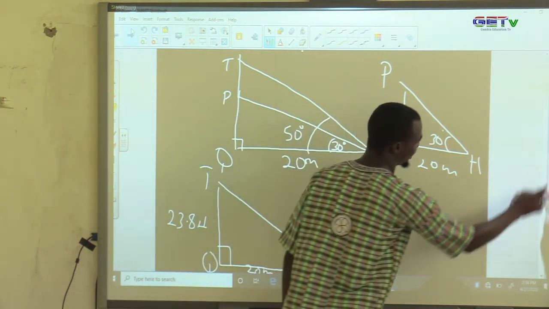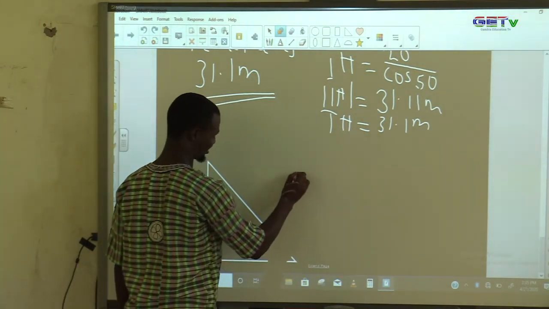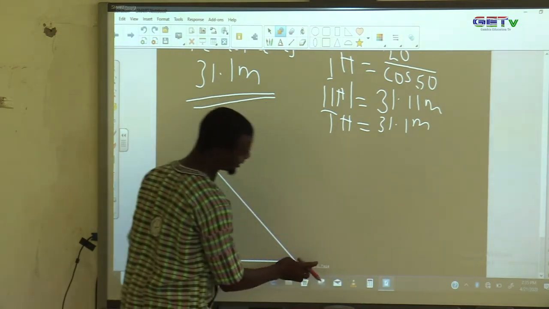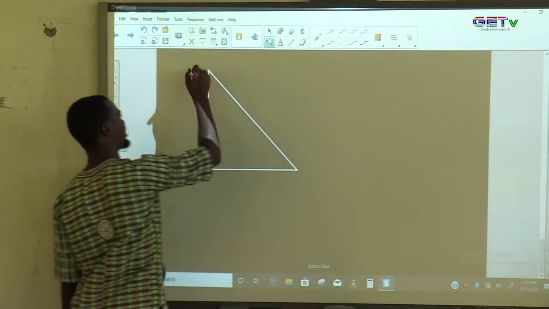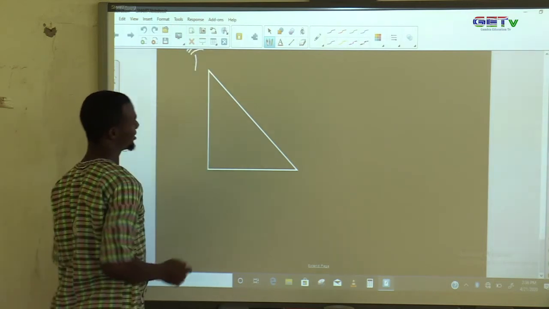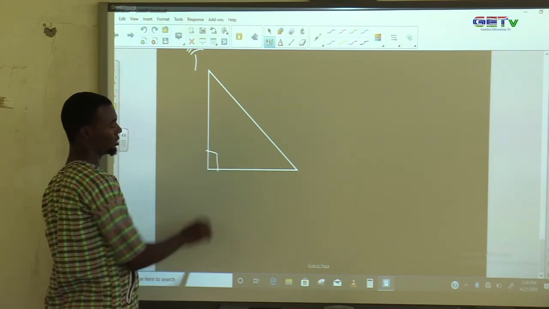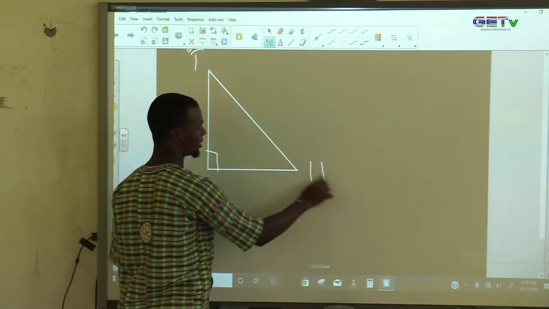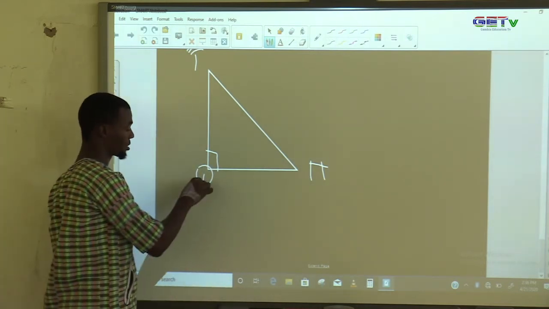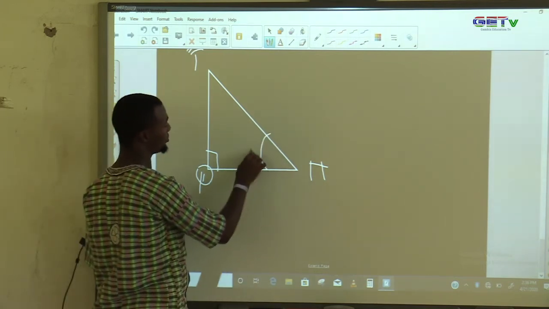Let's have a sketch on that also. So this is my right angle triangle. We label it with the points that we have. This is the top, T. And here is the right angle triangle. This one is H, and here is labeled as Q. So with the position of H here, this angle here is 50.